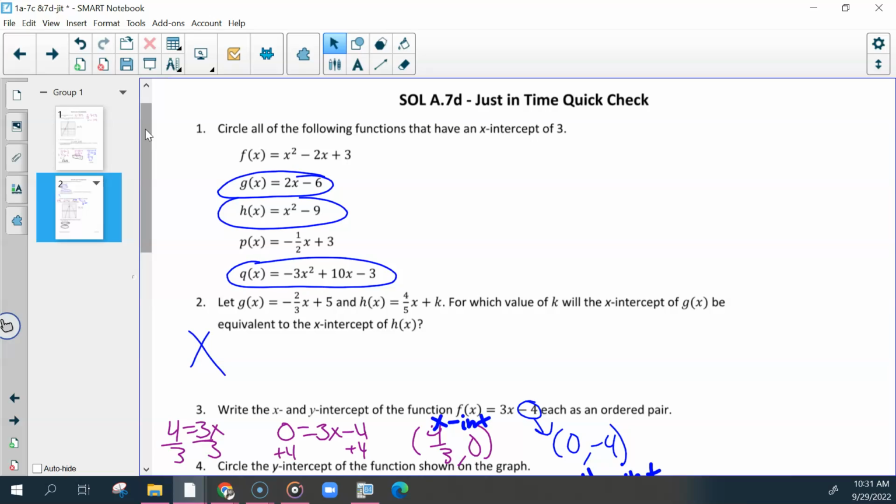On the back, number 1, some of you were using Desmos, great. Some of you are using your calculator. If this asks which of these have an x-intercept of 3, graph these. And if it goes through your x-axis at 3, then it has an x-intercept of 3. The 3 that did that were g of x equals 2x minus 6, h of x equals x squared minus 9, and this very last one. Anyone need to see that in the calculator or on Desmos?